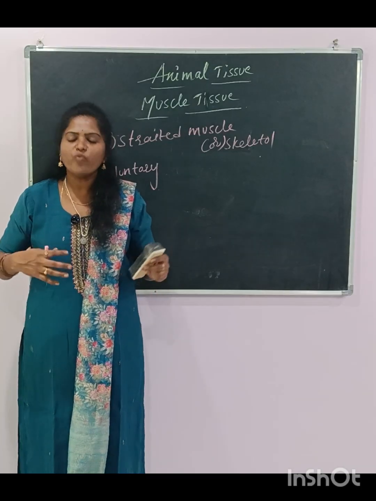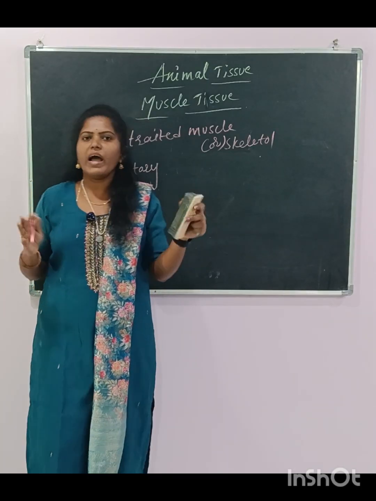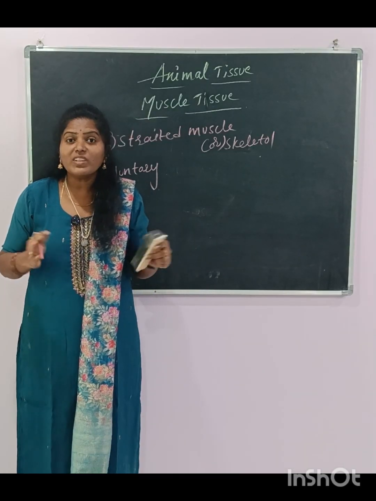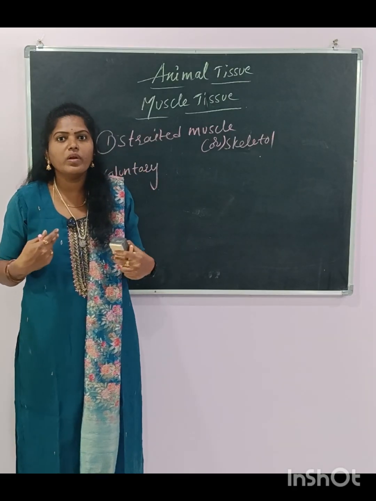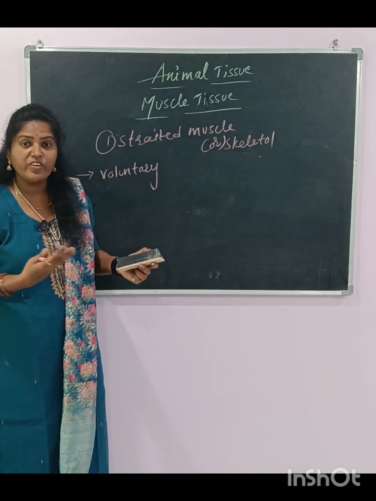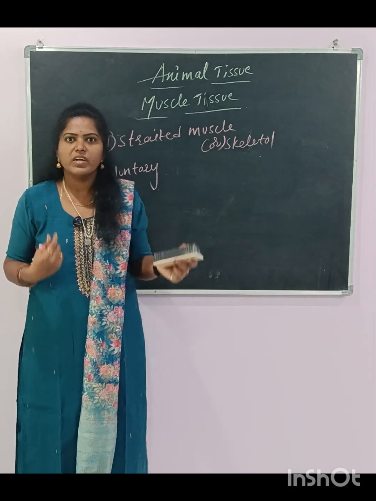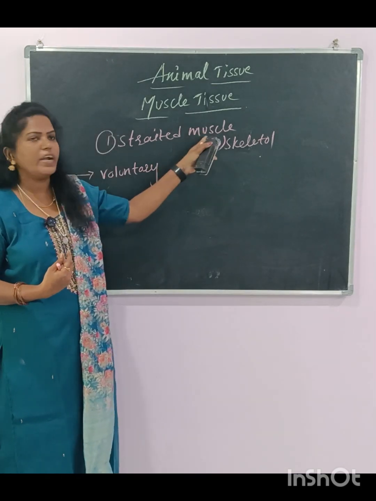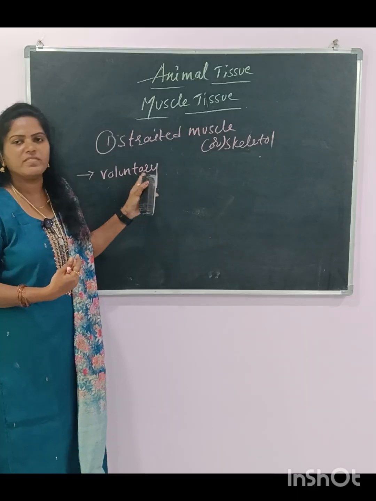Suppose now I want to kick a football. I can kick a football. So this is under my control. So that's why these muscles are voluntary, which are under our knowledge. Such muscles are called the voluntary muscles, striated muscles.